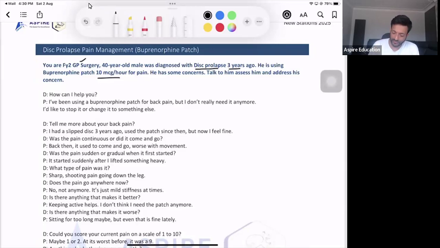I've been using this buprenorphine patch for my back pain and I don't really need it anymore. I would like to change it or maybe stop it completely. Okay, if the pain is getting better, then why obviously do we need to give this patch? So you ask a bit about the pain as well. What exactly happened, how he got this disc prolapse, cauda equina symptoms if he's having any, how's the pain now? And he's saying there is no pain actually. The current pain is nothing, it's just one or two. So SOCRATES, cauda equina, these are the main things.